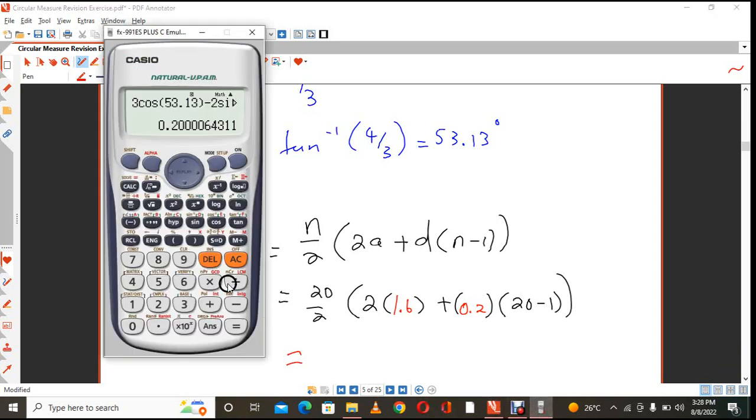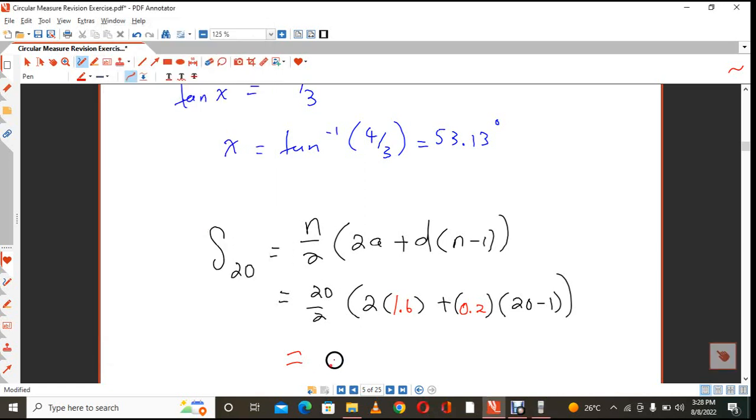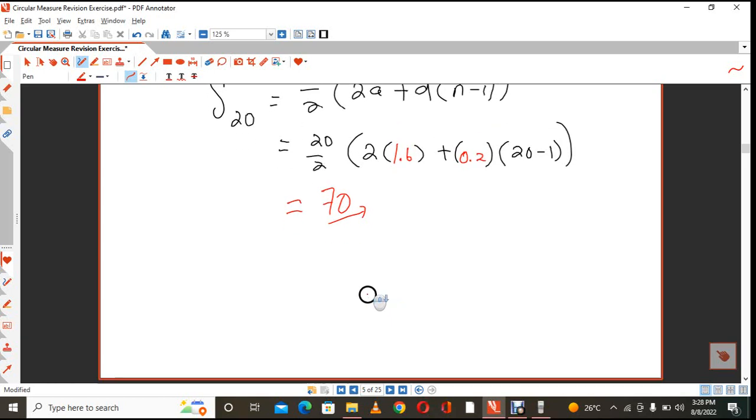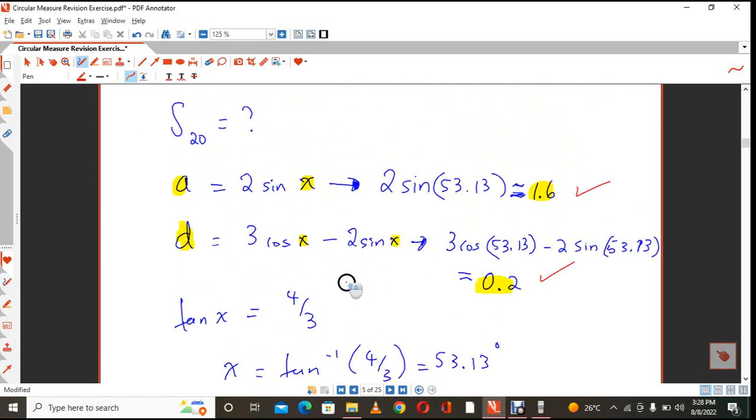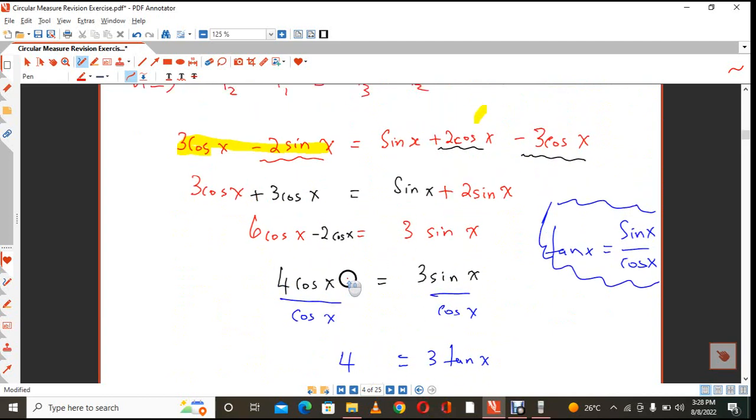Okay, so again, grab the calculator. So that's 10, half of 20, in brackets we have 2 times 1.6. Then you add, in brackets, 0.2 times 19. Whatever keeps you busy, you should arrive at 70. Good. So I hope you gave it enough thought and also had a look through that question. There are quite interesting things in there that you need to remember.